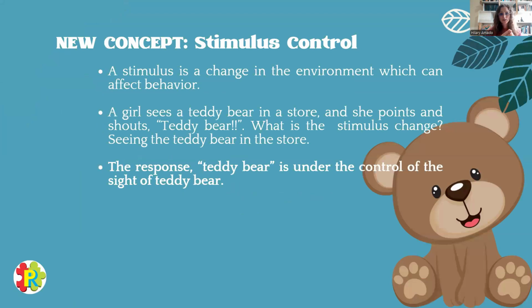Again, a stimulus is a change in the environment which can affect behavior. A girl sees a teddy bear in a store and she points and she shouts, "Teddy bear." So, what was the stimulus change here? It was seeing that teddy bear in the store. So we say the response, "Teddy bear," is under the control of the sight of the teddy bear here.